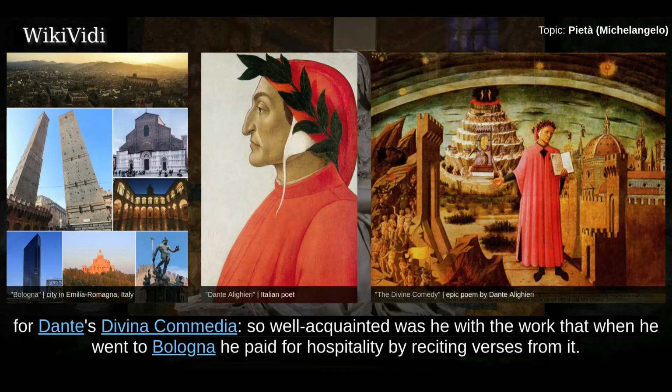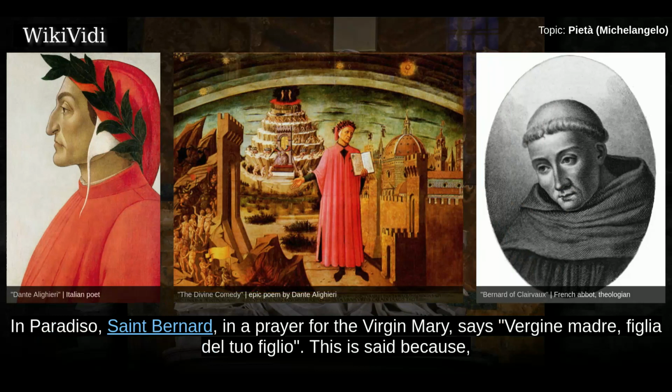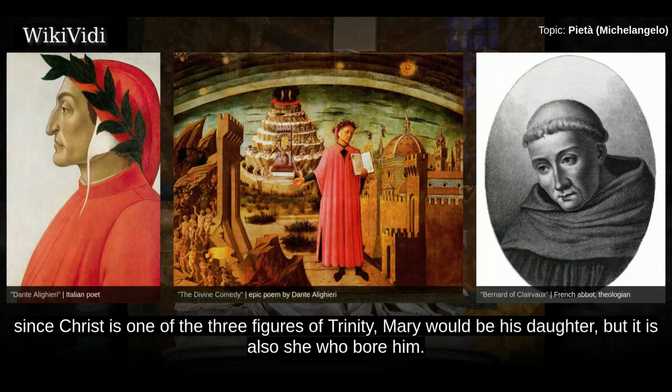So well acquainted was he with the work that when he went to Bologna he paid for hospitality by reciting verses from it. In Paradiso, Saint Bernard, in a prayer for the Virgin Mary, says, "Vergine Madre, figlia del tuo figlio." This is said because, since Christ is one of the three figures of the Trinity, Mary would be his daughter, but it is also she who bore him.